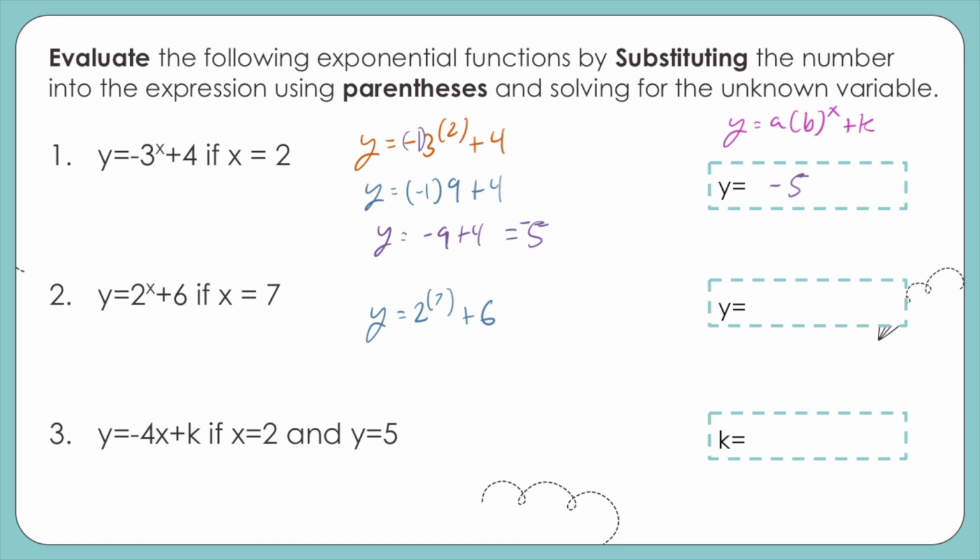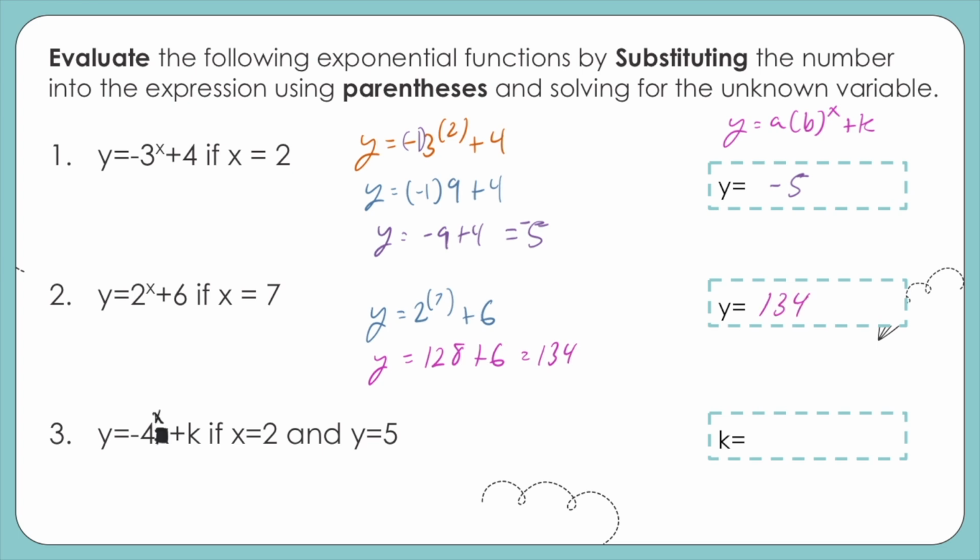So I'm going to just start by doing 2 to the 7th power. And 2 to the 7th power, as we all know, is 128. So we've got y is equal to 128 plus 6. And then 128 plus 6 is going to be 134. So I know in this case, my answer will be 134.